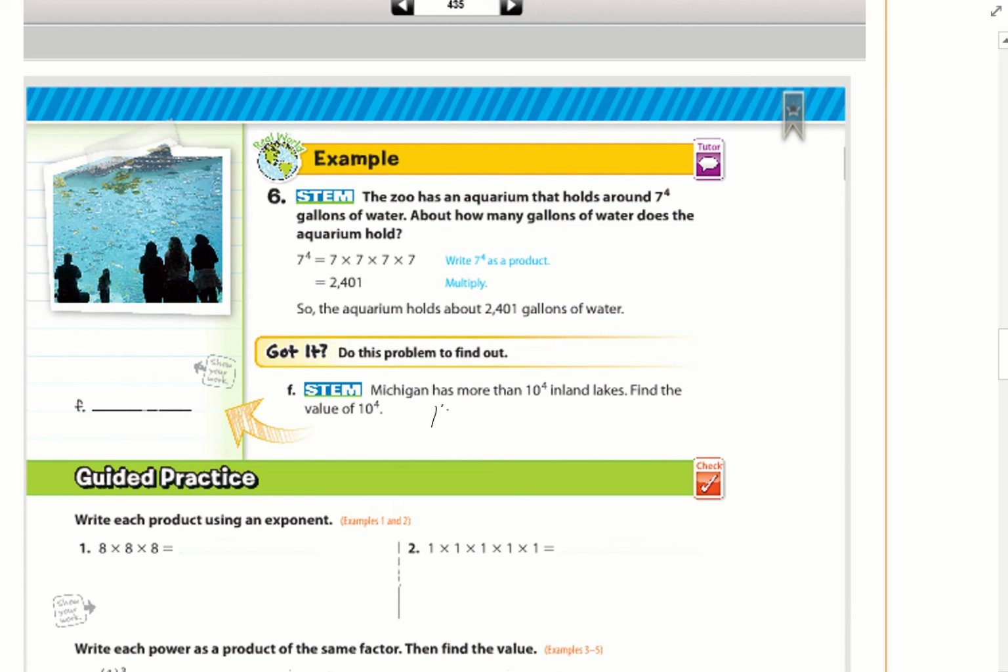So Michigan has more than 10 to the 4th inland lakes. Find the values of 10 to the 4th. So that is going to be 1, 2, 3, 4 zeros. So this should be 10,000.